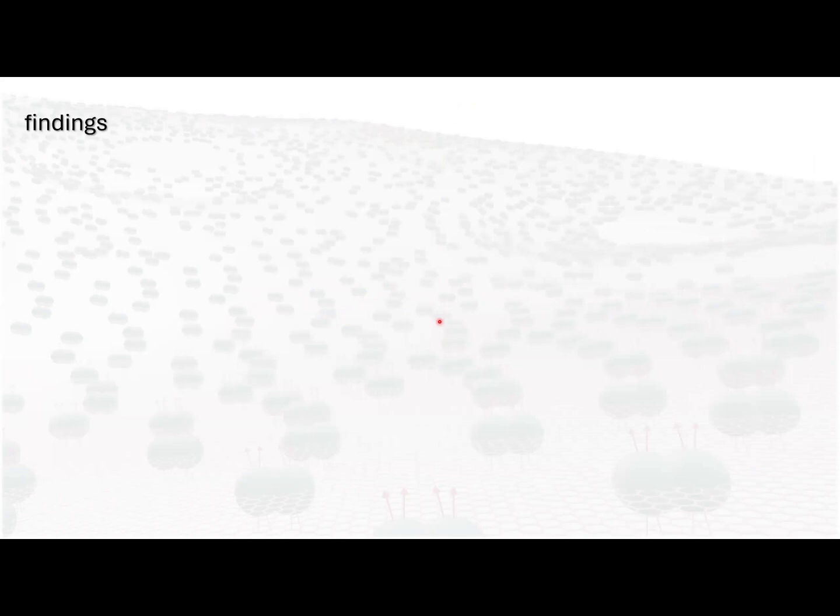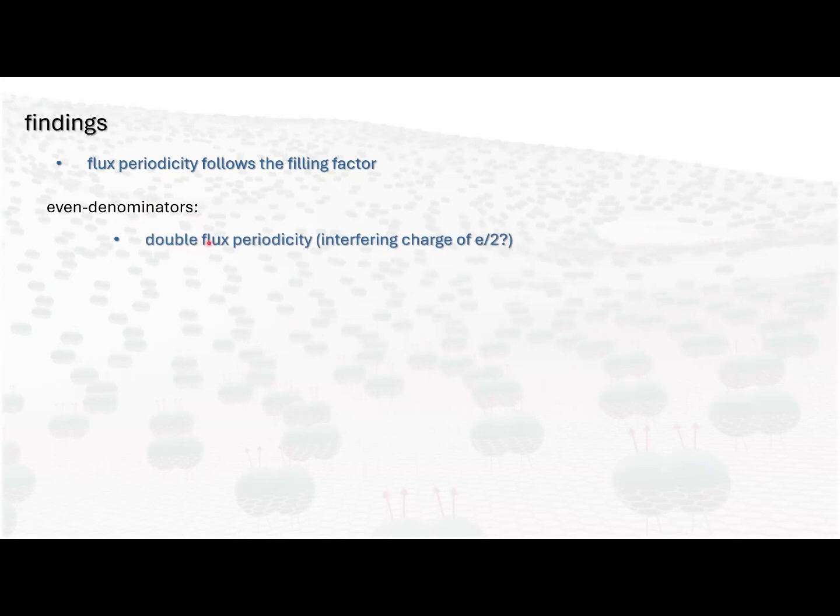So, okay, let me summarize the findings. One of the really surprising things is that the flux periodicity actually follows the filling factor and not the fundamental charge. That's something that we don't understand and should be addressed. And if you look specifically at even denominators, we observe doubling of the flux periodicity, which means that the interfering charge is e/2, maybe, but still the localized charges are e/4, okay? How do I know that? I know that by the statistical term, okay?